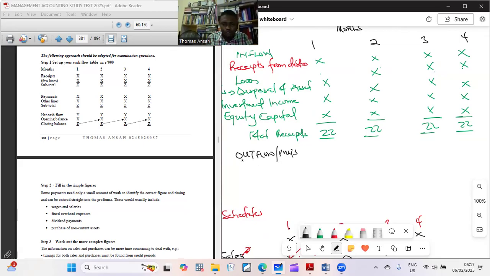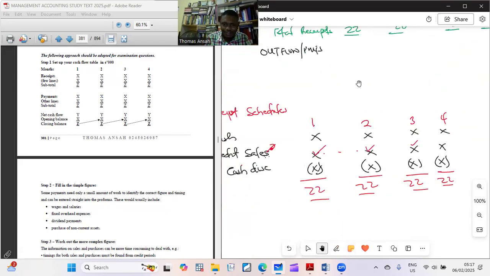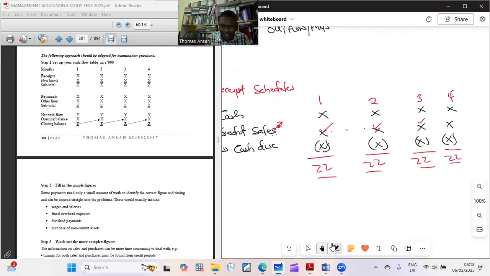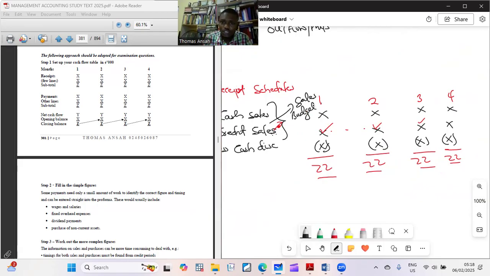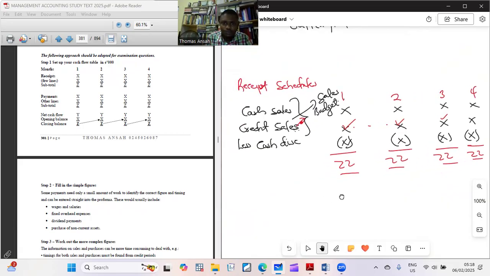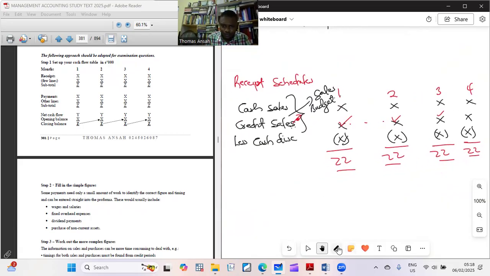Now that one too, you have to do a payment schedule. Need I say that these things, the cash sales, the credit sales, especially the credit sales, will be coming from your sales budget. So if your sales budget is wrong, you may get this one too wrong. So do your sales budget well. And we've done sales budget. Let's check the previous video. You will see how sales budget is. So basically that is that.